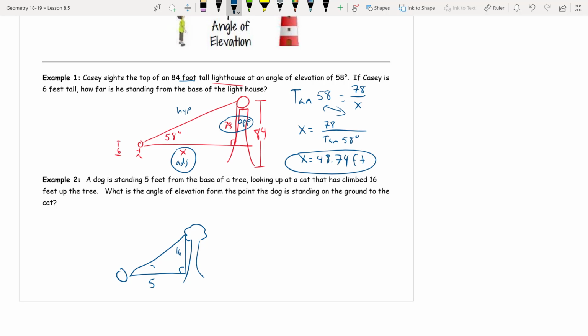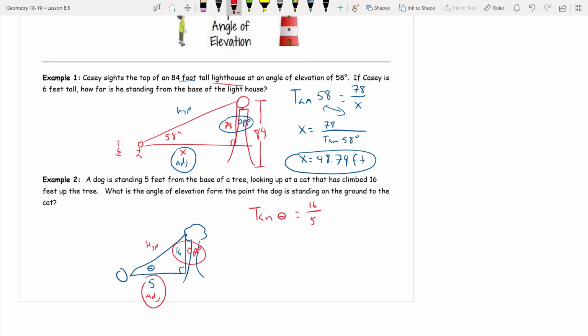And he wants to know, what is the angle of elevation? Ooh, this is something we haven't done yet. So let's set up our problem. We've got our reference angle. We know that I've got, switching colors, I've got my opposite side here, I've got my hypotenuse, and I've got my adjacent side. So they gave me my two side lengths, opposite and adjacent, so I'm going to use tangent.